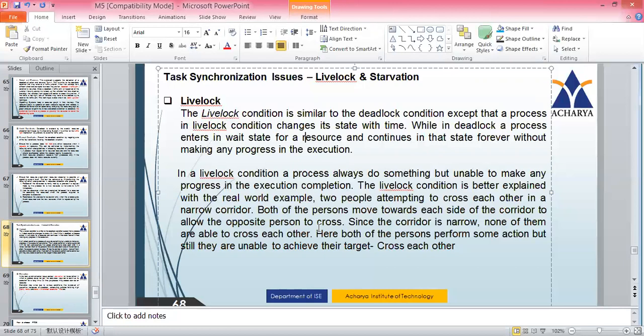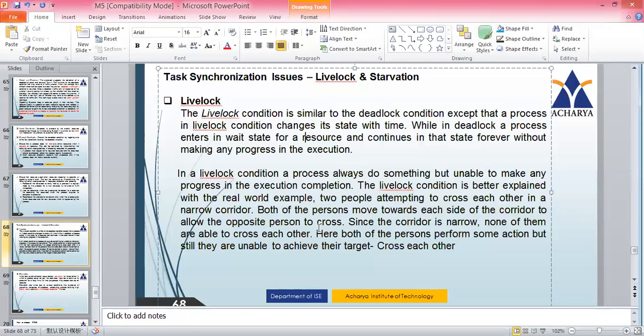That means there is movement, but unfortunately at some point of time they get stuck. Even with the movement, they cannot proceed further. They cannot achieve success. So that state is called livelock.